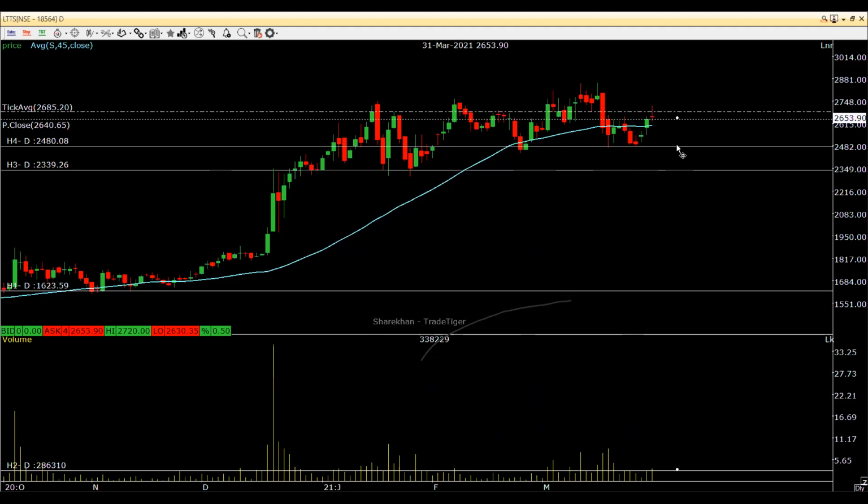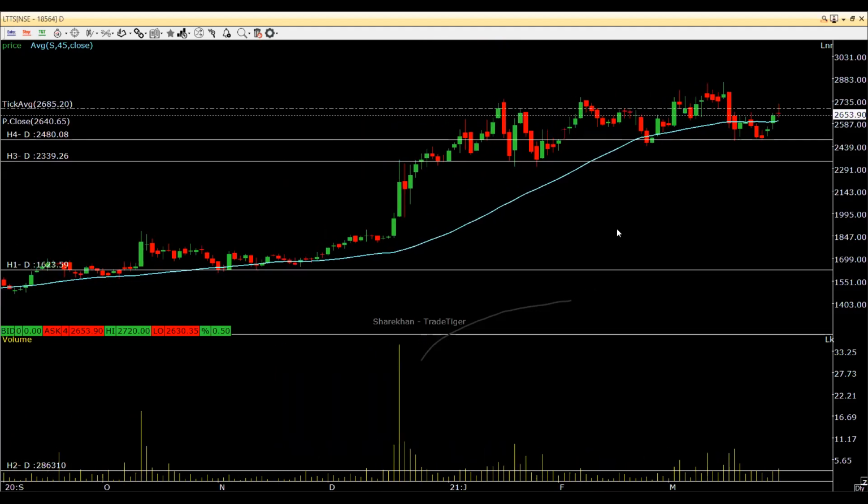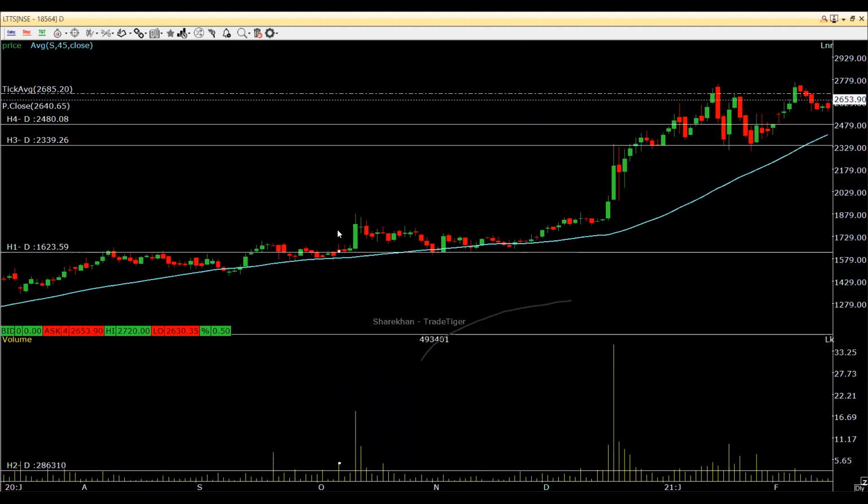The 2480 level. It is likely to come down here, and it is more likely to break through and touch this level, the 2340 level. What will be the sell zone in this stock? Sell zone is here. Very obvious sell zone is there. This is also an obvious sell zone because this was a previous sell zone. Before that, this would have been the sell zone.